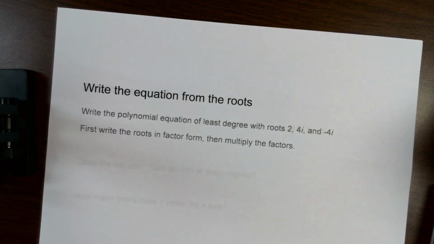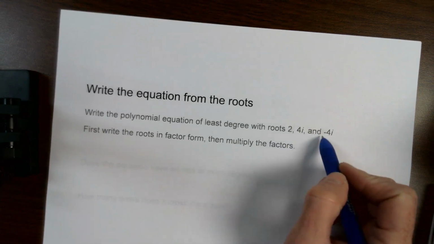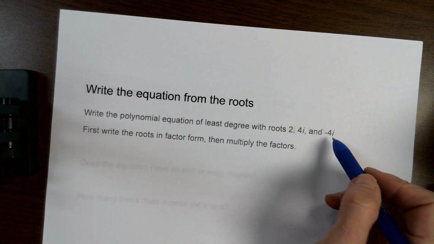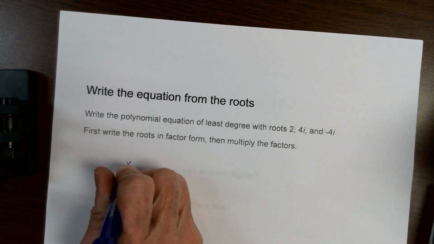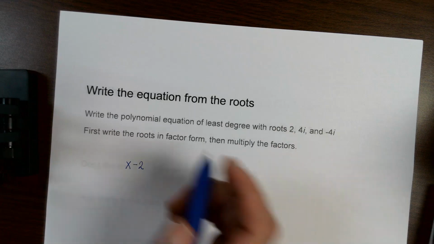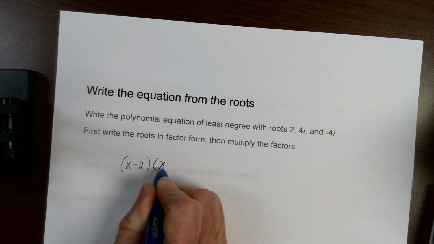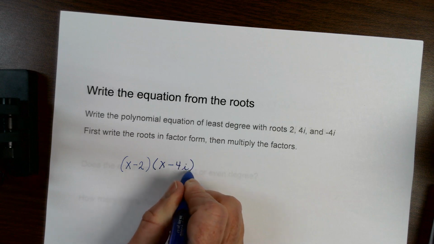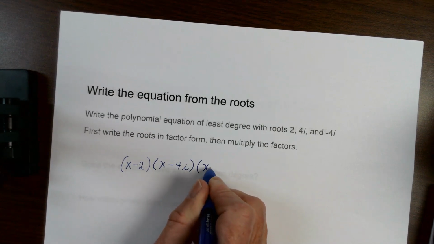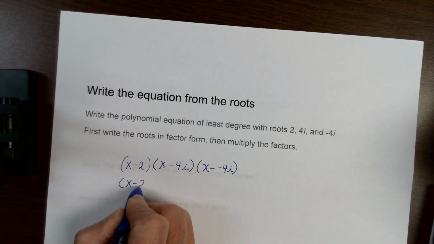So now we're going to go backwards. Rather than give us the equation, they're going to give us the roots of the equation, and we have to work backwards to find the equation. If these are the roots, then I had to get them from a factor. So if I have x minus 2 and I set that equal to 0, my solution would be 2. This is how I'm going to write them as factors. So I have x minus 2, x minus 4i, and x minus a negative 4i, which ends up being x plus 4i.